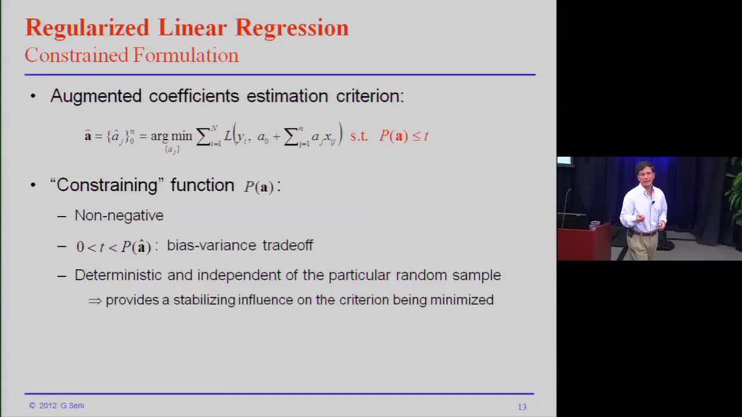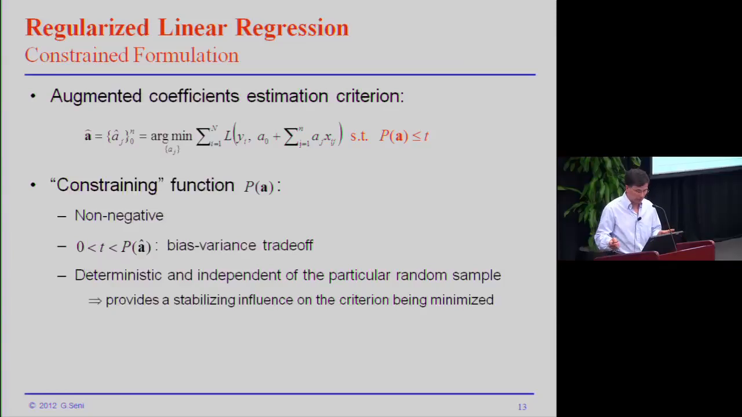Notice also that P doesn't depend on X. And so we said that P is independent of the particular random sample. And that's where the variance is coming from, right? The variance comes from the data. But P doesn't depend on the data. So we say that P is deterministic and thus provides this stabilizing influence.